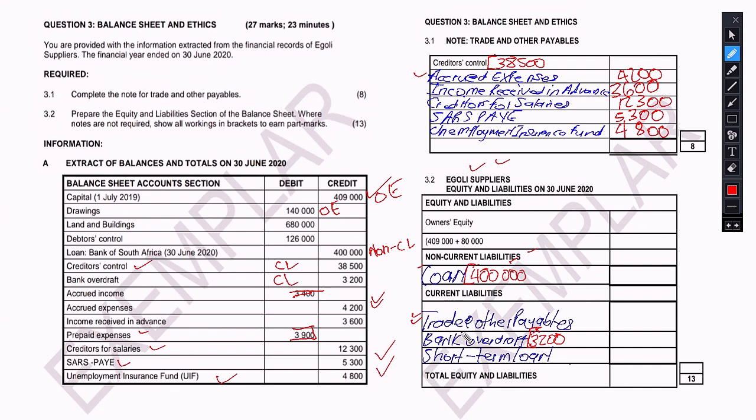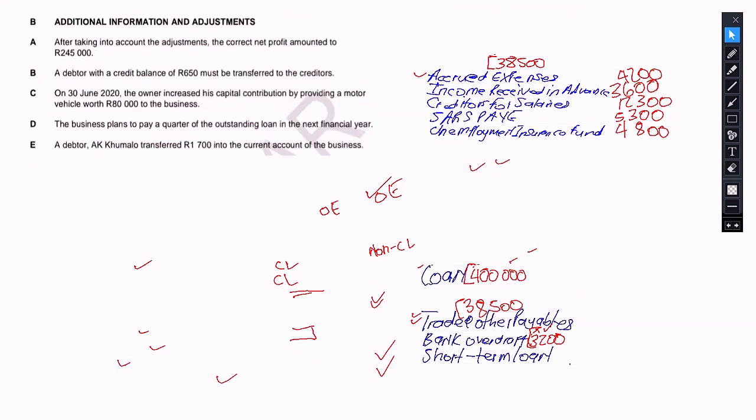So now we have trade and other payables, with creditors control here amounting to, let us open brackets, 38,500. Remember we also had our bank overdraft of 3,200. So let us go to the next page. Now, given the following additional information, adjustment at year end: after taking into account information A, the adjustment, the correct net profit amounted to 245,000. So this profit will be recorded in your owner's equity.